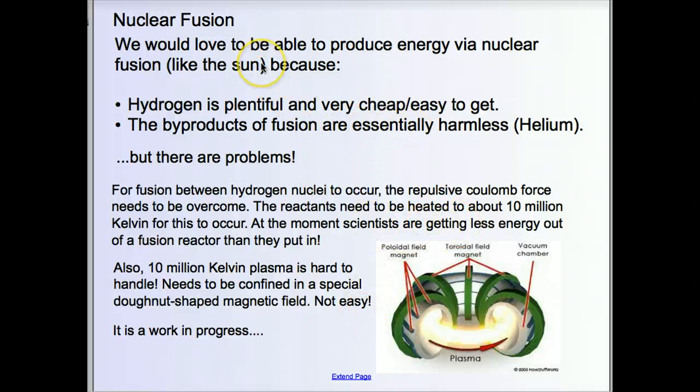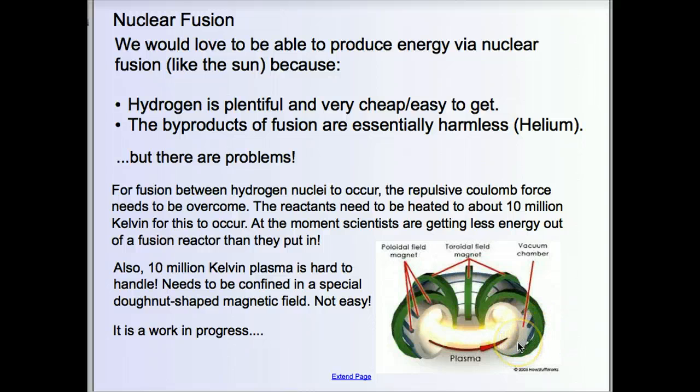And finally, nuclear fusion. Nuclear fusion is something which we would love to have a good handle on. We are not producing any viable energy from nuclear fusion at the moment. We'd like to, because hydrogen is plentiful. The byproducts are not as harmful as with nuclear fission, but there are problems.